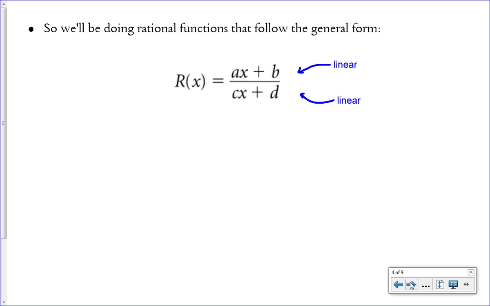So this is the general form for the ones we'll be dealing with today. Ax plus b is just a general linear function like mx plus b, right, where there's something multiplied by x and then there's something added or subtracted. Same thing on the denominator, but we use c and d. A, b, c, and d are all just going to be numbers here, but it's linear on top and linear on bottom.